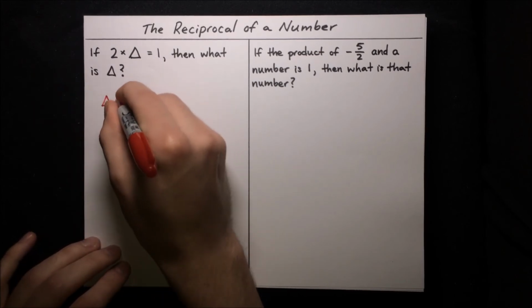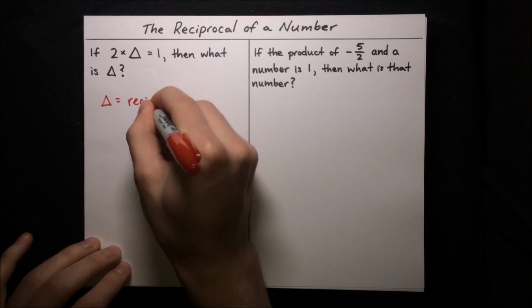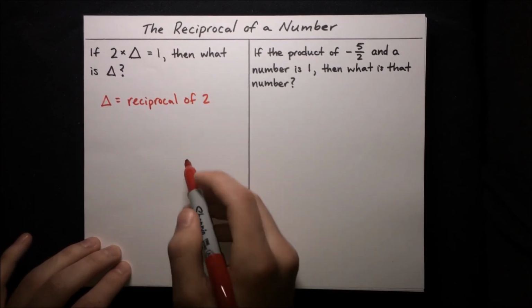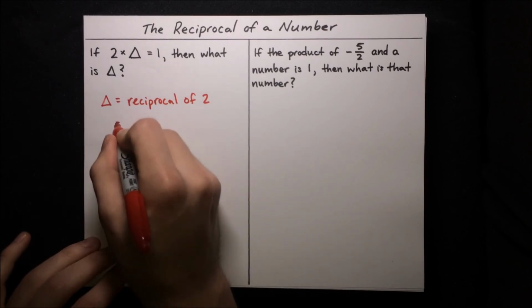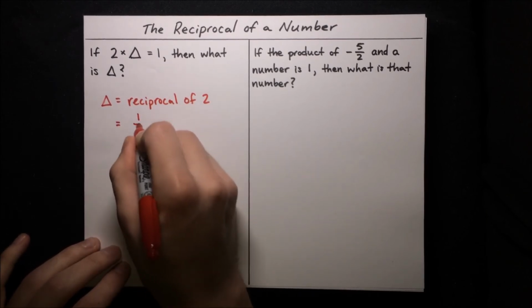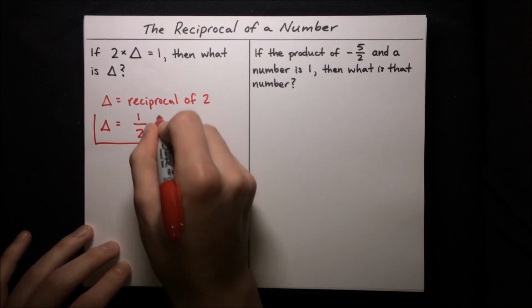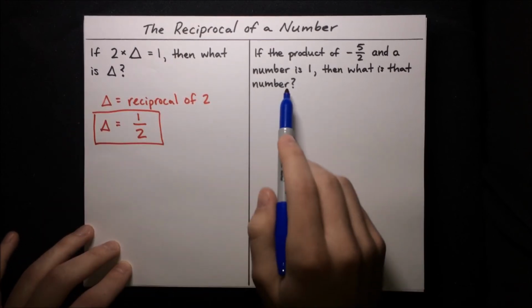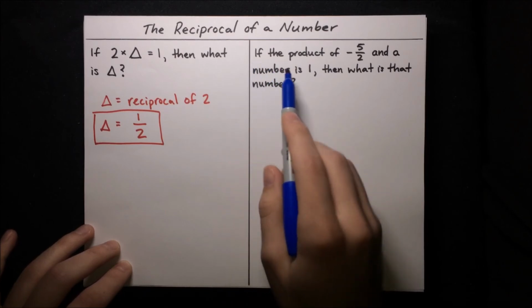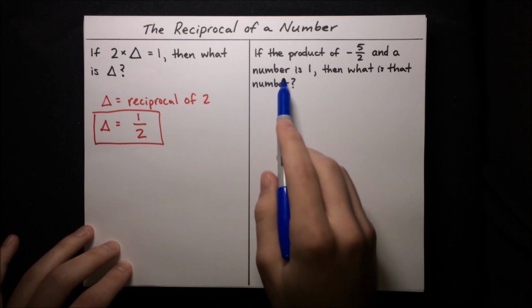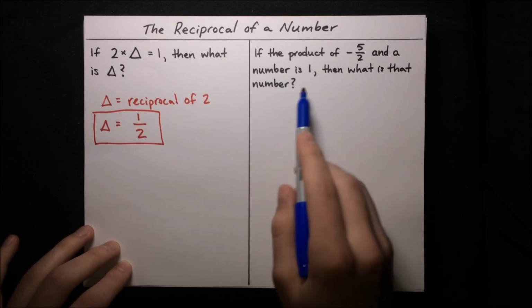Let's write that down. Triangle equals reciprocal of 2. And what is the reciprocal of 2? Well, the reciprocal of 2 is just 1 over 2, a half. So triangle equals a half. The other example is pretty similar. It's a bit more of a word problem. If the product of -5/2 and a number is 1, then what is that number?